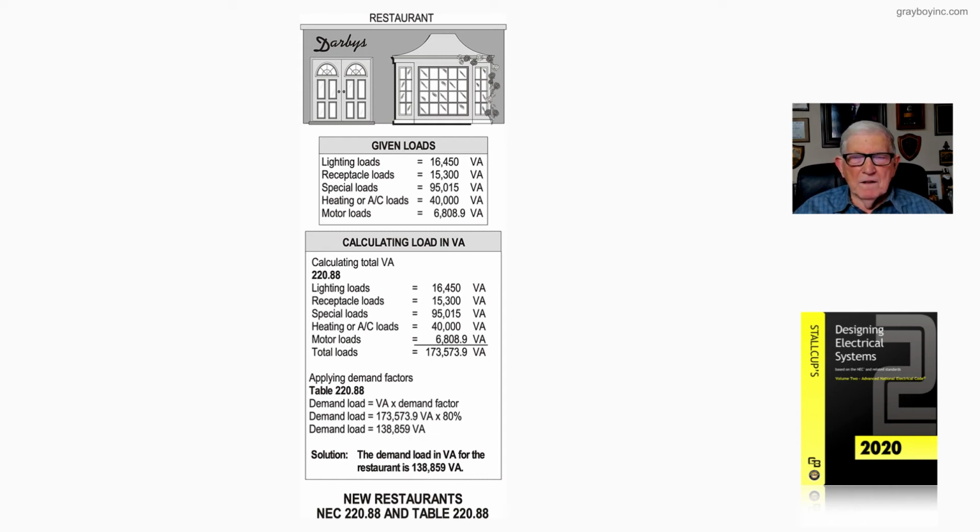173,573.9 VA. Now, the application of the demand selected from table 220.88 would be 80% based upon using this method. So we would take 173,573.9 VA times 80%, and we come up with a demand load of 138,859 VA. So the demand load in VA in the solution is 138,859 VA, and that's what this illustration is illustrating to the user of the NEC.